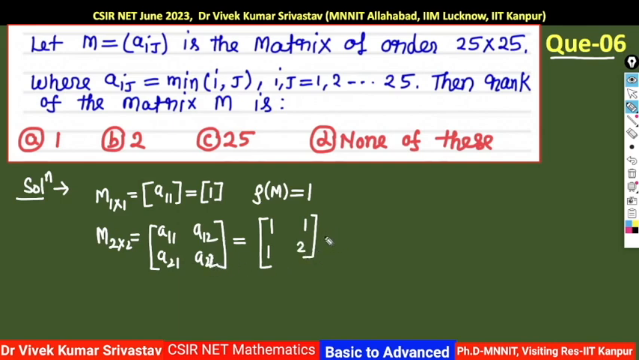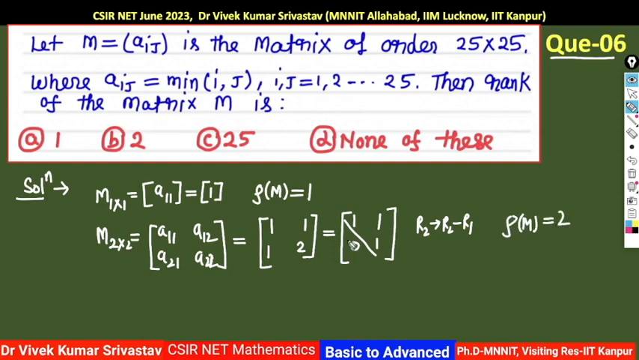So what about the rank of the matrix? It is very easy, we convert this into an upper triangular matrix. If we apply the row operation R2 goes to R2 minus R1, the first row is the same, and 1 minus 1 is 0, 2 minus 1 is 1. So we are getting an upper triangular matrix. The number of non-zero rows is 1 and 2, so the rank of this matrix becomes 2.